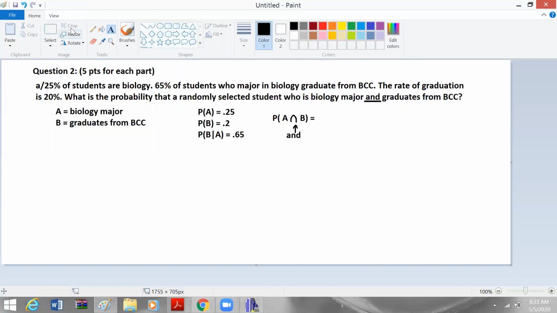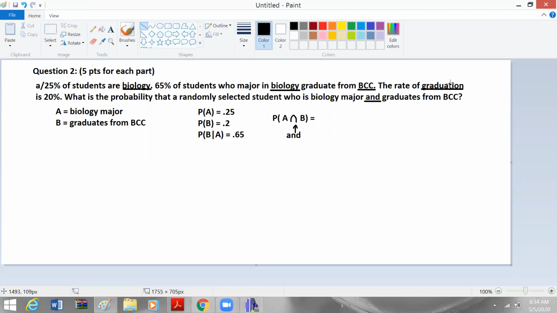So it includes two different types of information that we can see right there. This is including the biology and BCC. So that 65% is literally the thing that we need to take to multiply, right? This is solely on biology and this is solely on the rate of the graduations, right? But this 65% is also the graduation rate, right? So this is the percent of the students who graduate from BCC, but only from the bio majors.